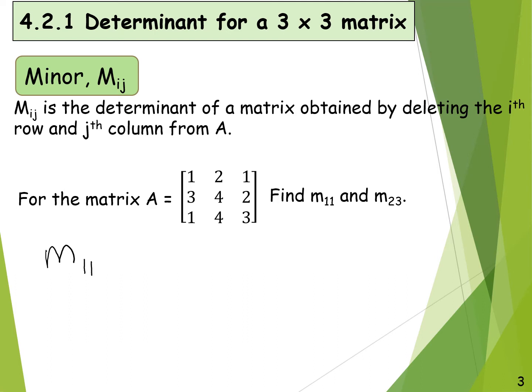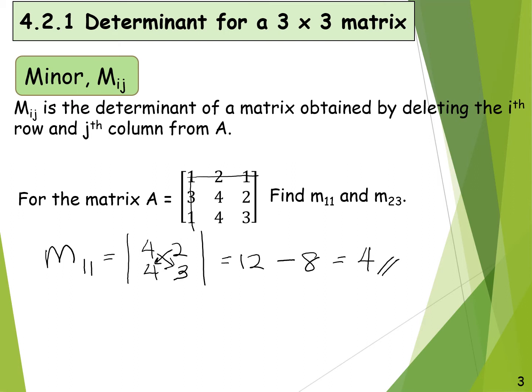So M11 is equal to the determinant. M11 means we delete the first row and the first column, then find the determinant of the resulting 2 by 2 square matrix. So we find the determinant of [4 2; 4 3]. Here 4 times 3 is 12, minus 2 times 4 is 8. So M11 is equal to 4.